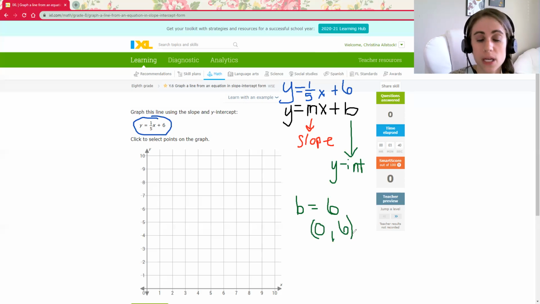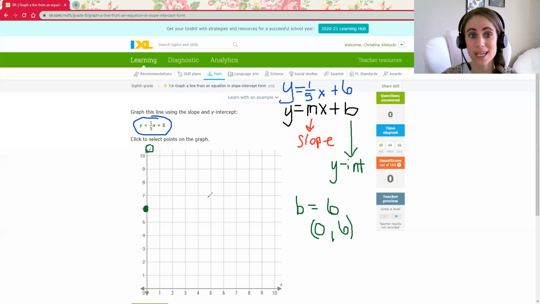Because for something to be a y-intercept, that means it intercepts, it crosses the y-axis. In order for it to cross the y-axis, it can't go anywhere on the x. Here we have our graph and the y-axis, so we're going to put a point at 6. Now, in order to make any line, we need 2 points.